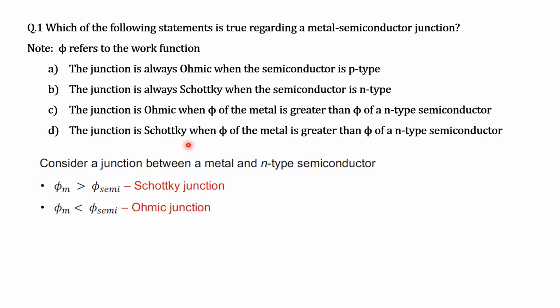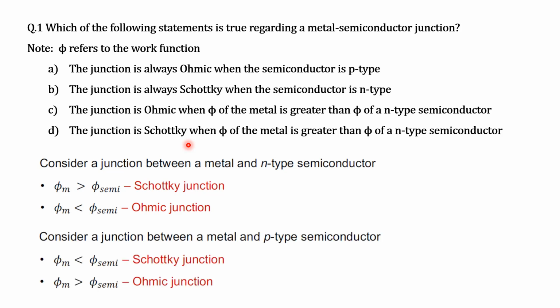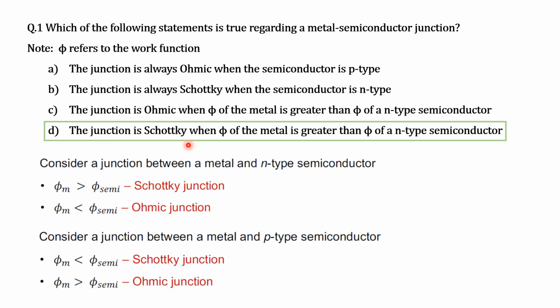Just as a note and revision, in case of a junction between a metal and a p-type semiconductor, if phi of the metal is less than that of the semiconductor, it will be Schottky, and if phi of the metal is greater than that of the semiconductor, it will be ohmic in nature. That is the reverse of an n-type semiconductor. So for the first question, the answer is the junction is Schottky when phi of the metal is greater than phi of an n-type semiconductor. I hope this question is clear to all of you. Please go through the sections in your notes and verify, and in case you have any doubt, please do ask.